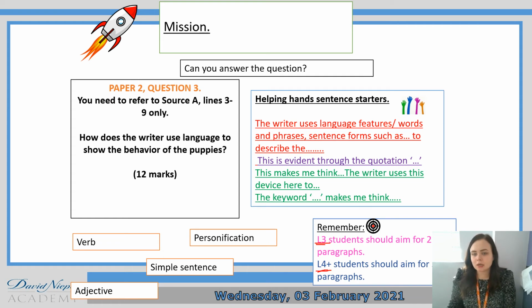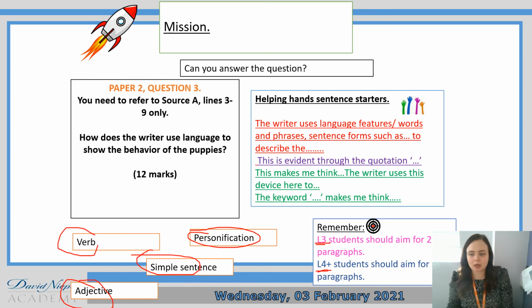There's some sentence starters here to help you out with each of the sections. Remembering we're looking for a P, E, E, K, okay? And I'm looking for 3 of those, all right? And again, if you did the work yesterday, naming the language feature should be super easy, but there's some examples here just in case you haven't been able to do that.